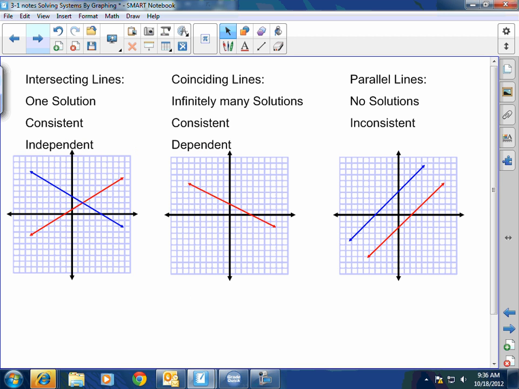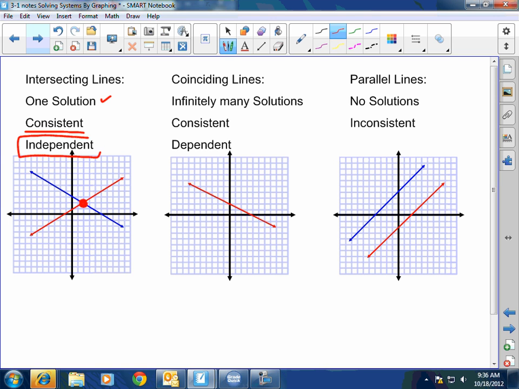Intersecting lines, you have one solution. It's from the broad category of consistent, because you have at least one solution. But because you only have one solution, it's independent. When you have coinciding lines, that means the lines are the same, they overlap each other. It's infinitely many solutions, so that goes under the broad category of consistent. But there's infinitely many solutions, so it is dependent.